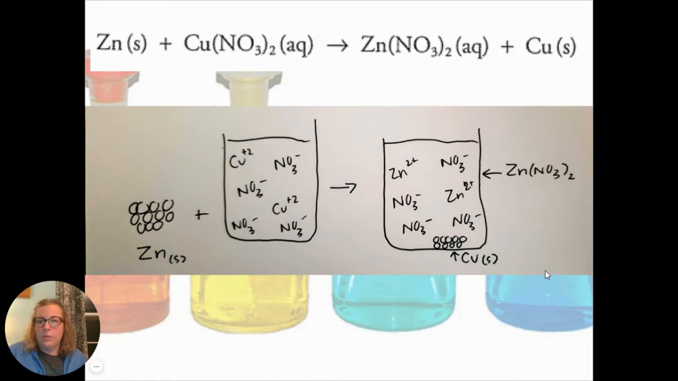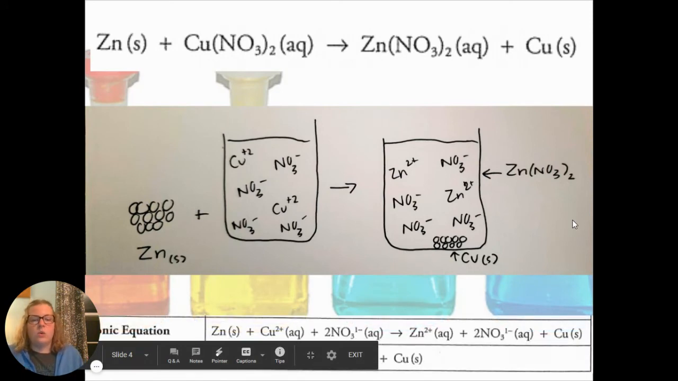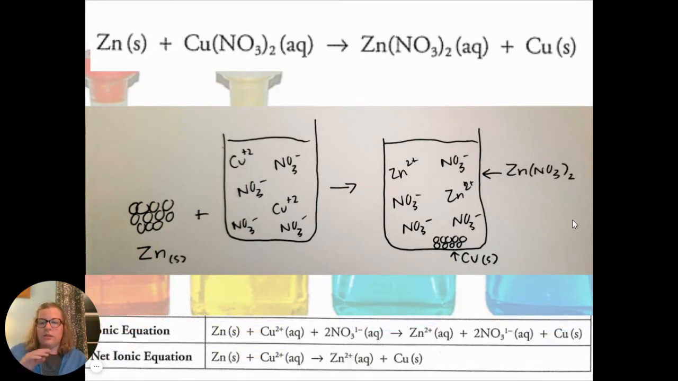And honestly, when we talk about our spectator ions, a lot of them tend to be like the sodiums, potassiums, nitrates that are in those aqueous compounds because we know that they're going to be soluble all the time. So coming up here, you'll see the complete ionic equation, and then you'll see the net ionic equation. I, again, don't think you have to write the ionic equation if you can visually figure out what's going on for the net ionic equation.